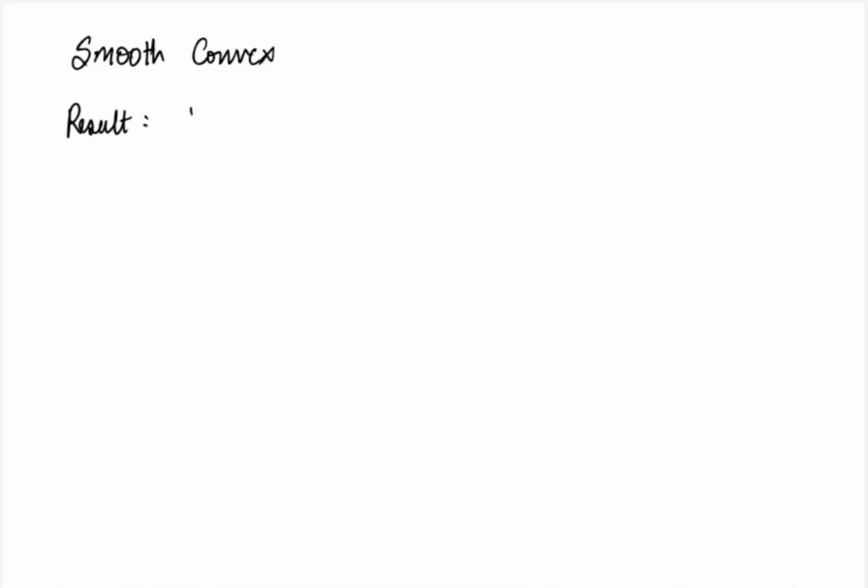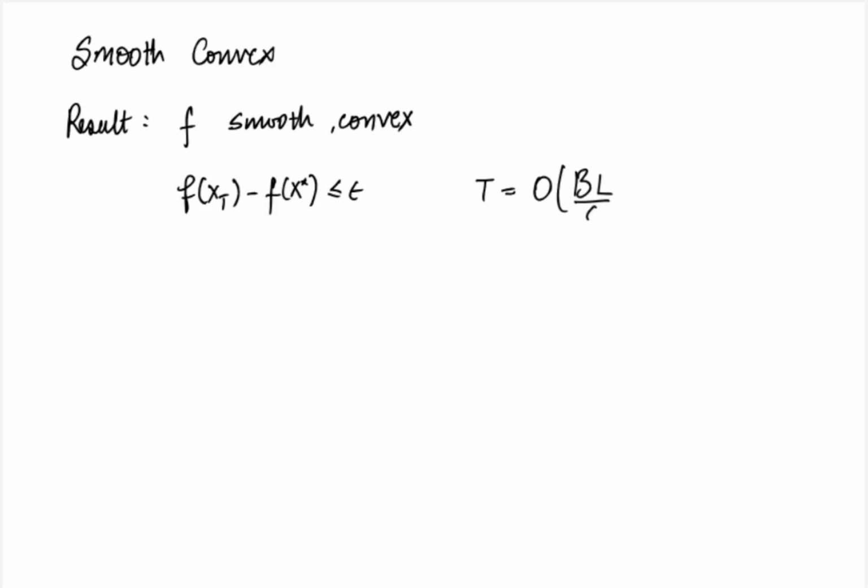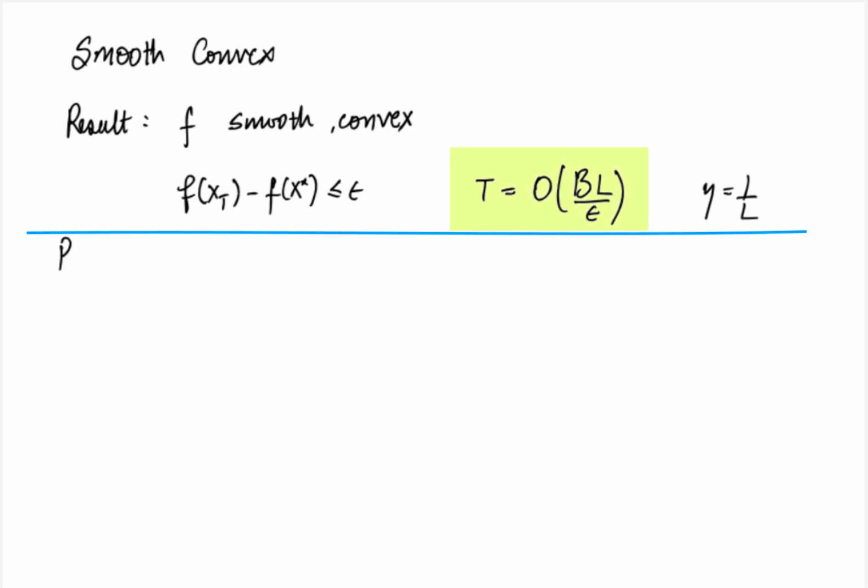When f is convex as well as smooth, the result is that the number of oracle calls to ensure that the optimality gap is less than or equal to epsilon is given by t equal to order L by epsilon, for the step size eta equal to 1 over L. The proof for this case requires us to establish the alternative to co-coercivity. There are two key properties that we will use.